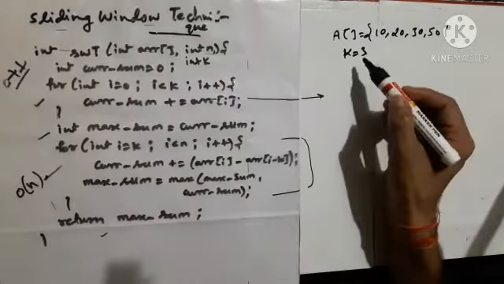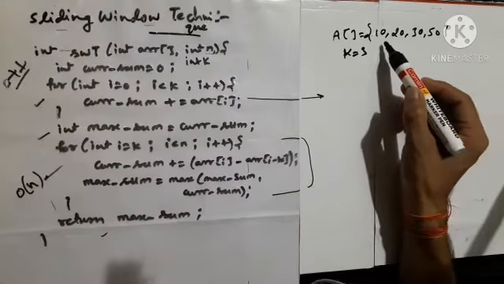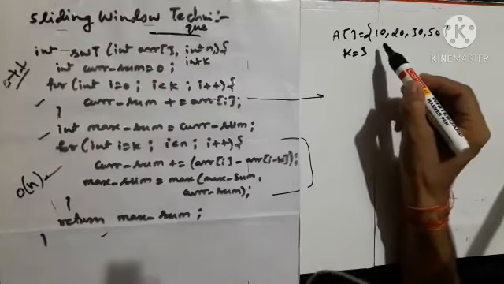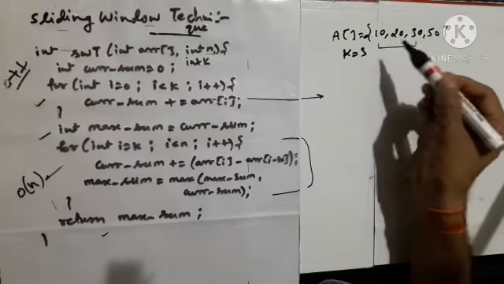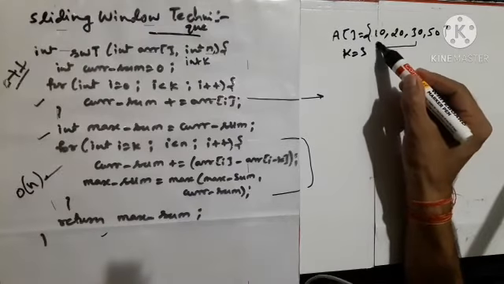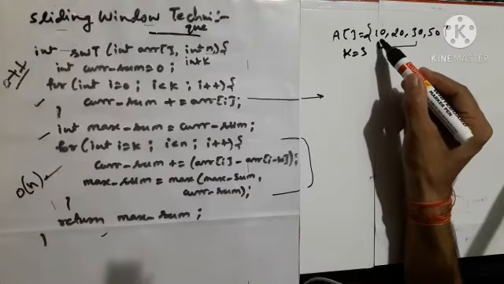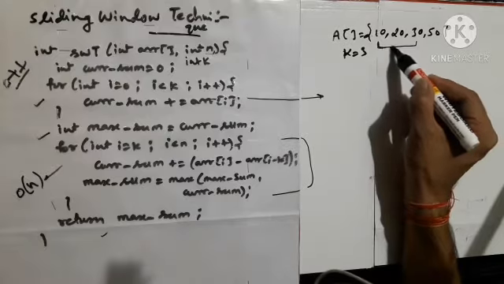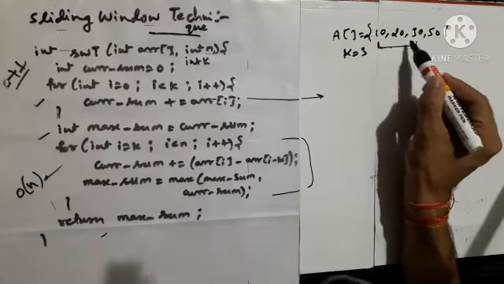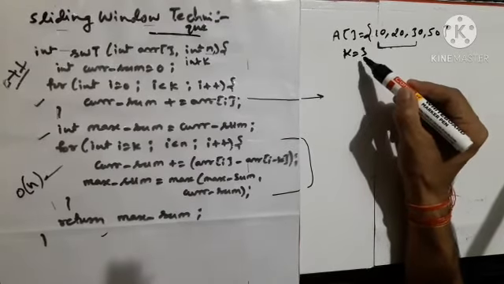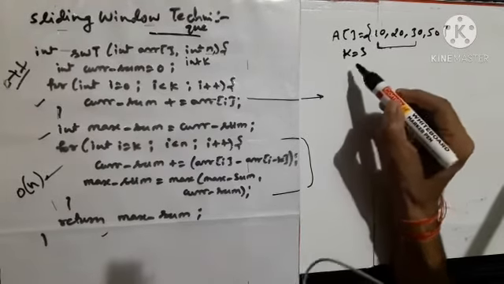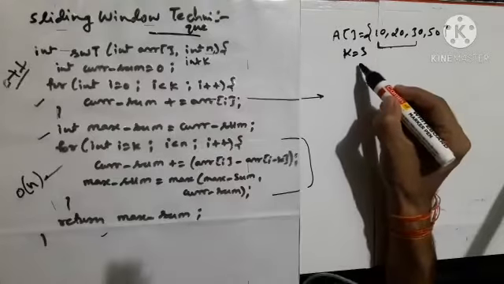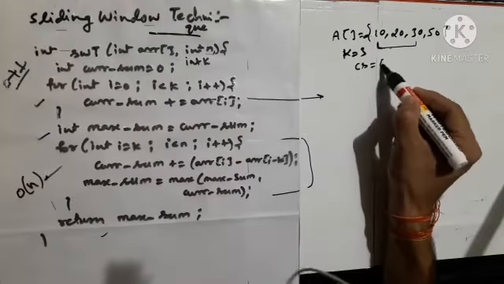Okay, now let us focus here. So that is 10, 20, 30, and 50. Suppose k equal to 3. If I construct a window, by default I will start my window from the 0th index. Since 3 is given as the k value, the window of size 3 gives 10 plus 20 plus 30, that is 60. This is called the current sum, so my current sum is 60.